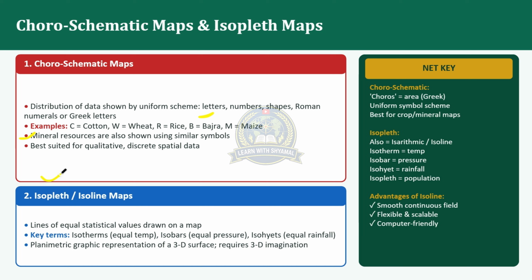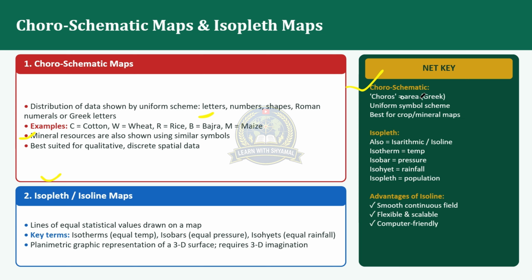Isoplet and isoline maps: lines of equal statistical values drawn on a map. Key terms: isotherms, equal temperature; isobars, equal pressure; isoheights, equal rainfall. Planimetric graphic representation of a 3D surface requires 3D imagination.